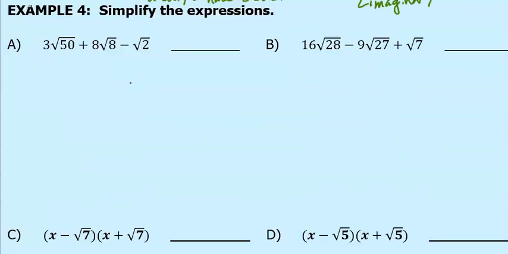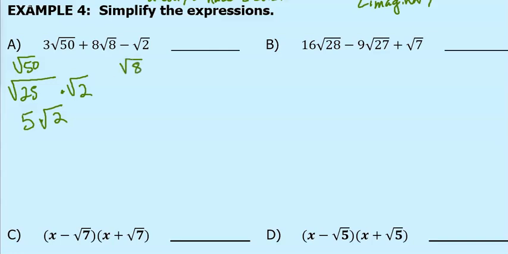Example 4. Simplify the expressions. A, 3 square root of 50 plus 8 square root of 8 minus square root 2. So the first thing we would do is not combine them because they don't have the same square roots, at least not yet. So the first thing we would do is simplify those square roots. The square root of 50 is the same thing as the square root of 25 times 2. The square root of 25 is 5, and then we have square root 2.